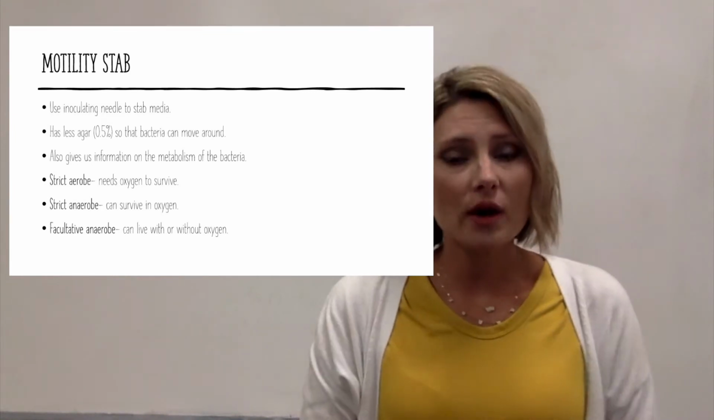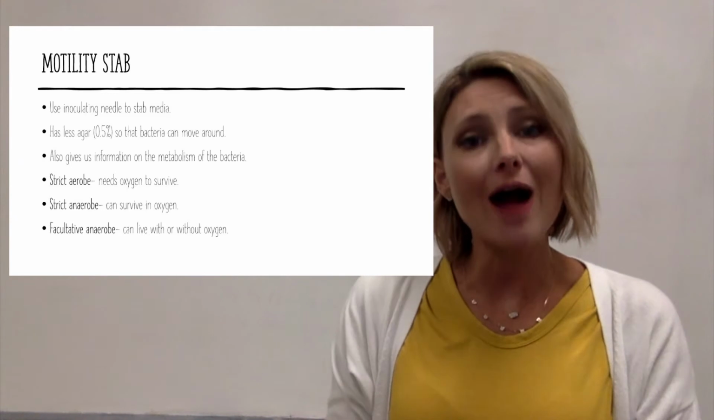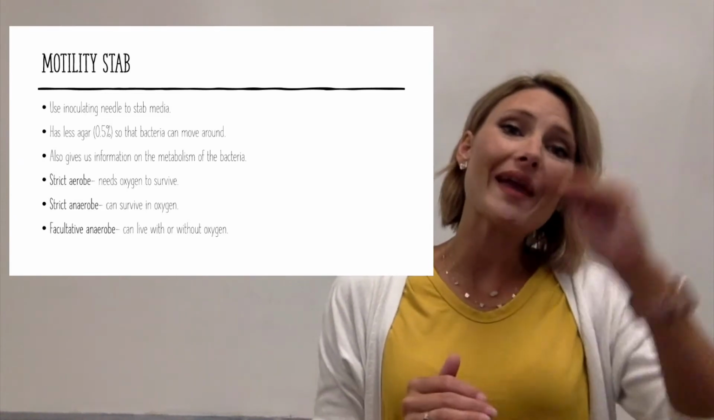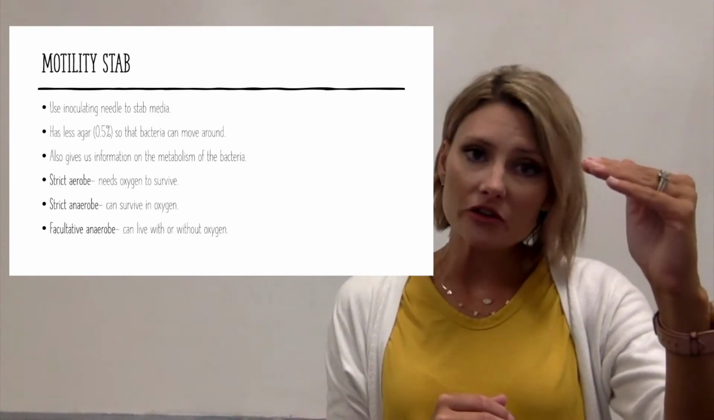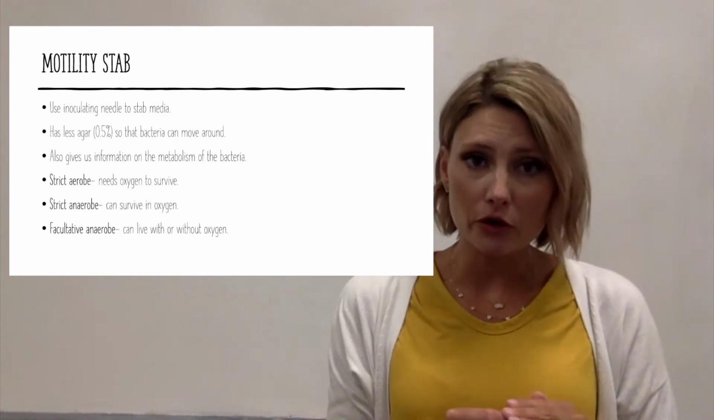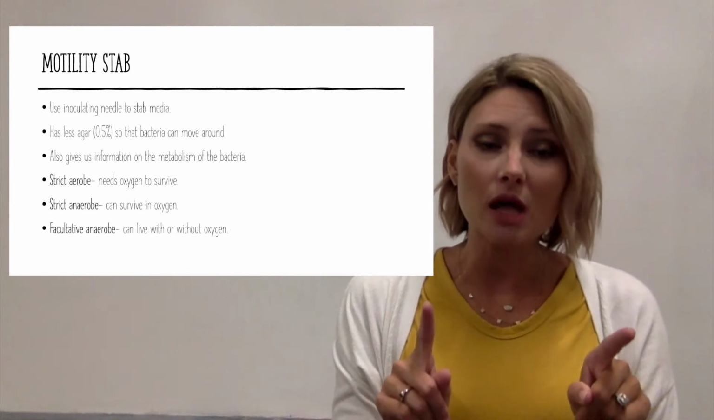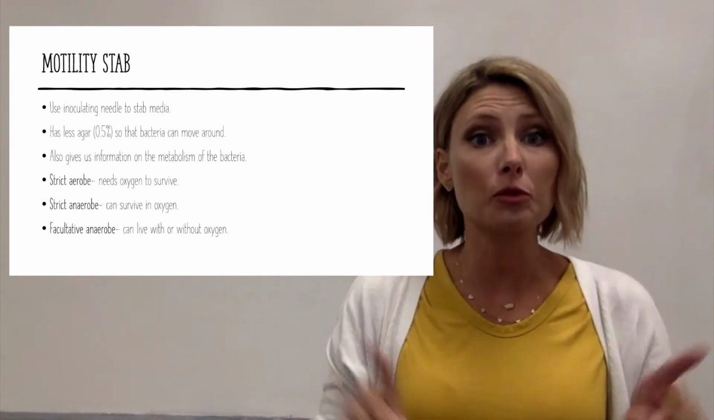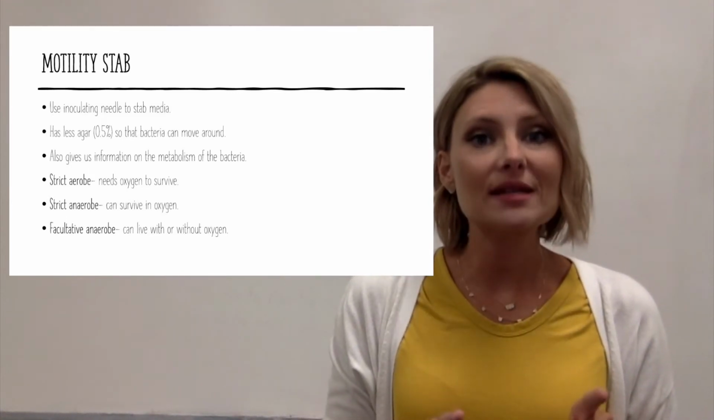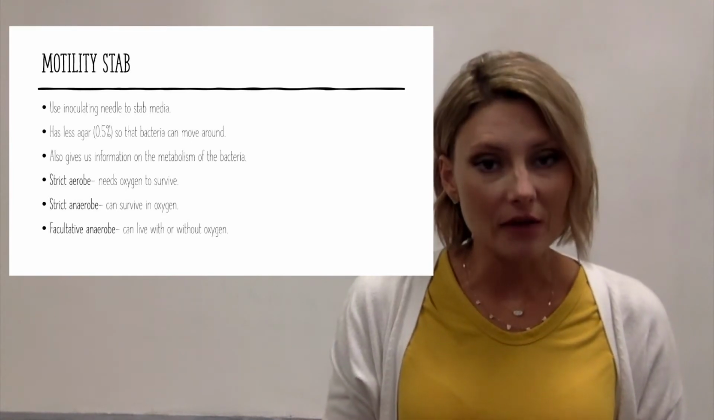So if the organism is a facultative motile organism, it's going to be growing at the top of the tube where there's oxygen, at the bottom of the tube where there's no oxygen, and then it's motile, so it's going to move away from that stab line. It's going to be able to grow other places in the tube. So basically, the entire tube is going to be cloudy.